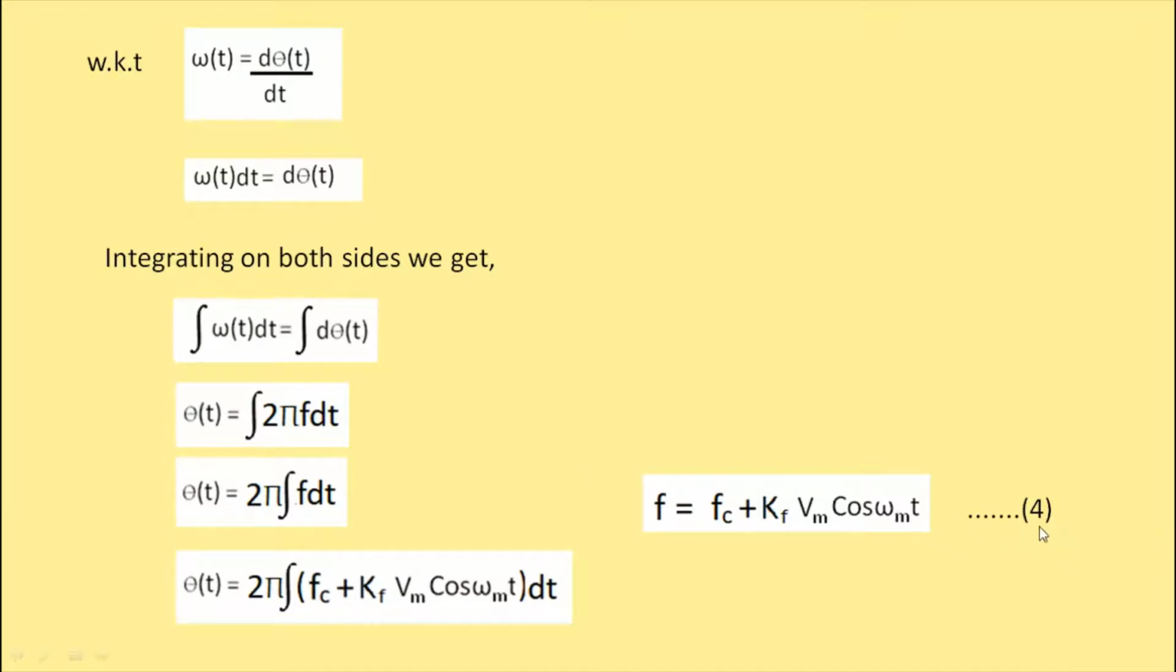please observe this equation which I have numbered as equation number 4. This was already discussed in the previous slide. So I've just put the same equation with the same number. Nothing new here. Moving to the next step. Here when I am substituting equation 4 onto this theta of t, I get theta of t as equal to 2 pi integral fc plus kf vm cos omega mt into dt.